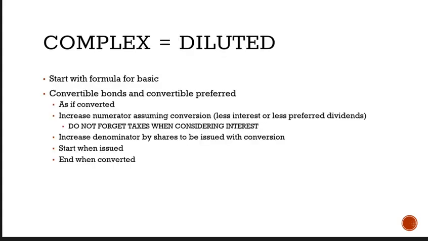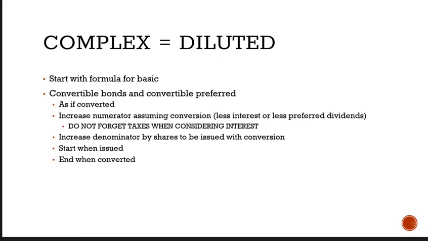All right. So the other ones we need to worry about, and we did stock options and stock warrants, restricted stock, all kind of are handled the same way. Now let's look at convertible bonds and convertible preferred kind of together. So we're going to pretend, again, that they are converted. That means that they're going to be converted from bonds or preferred stock into common stock. So we're going to increase the numerator.